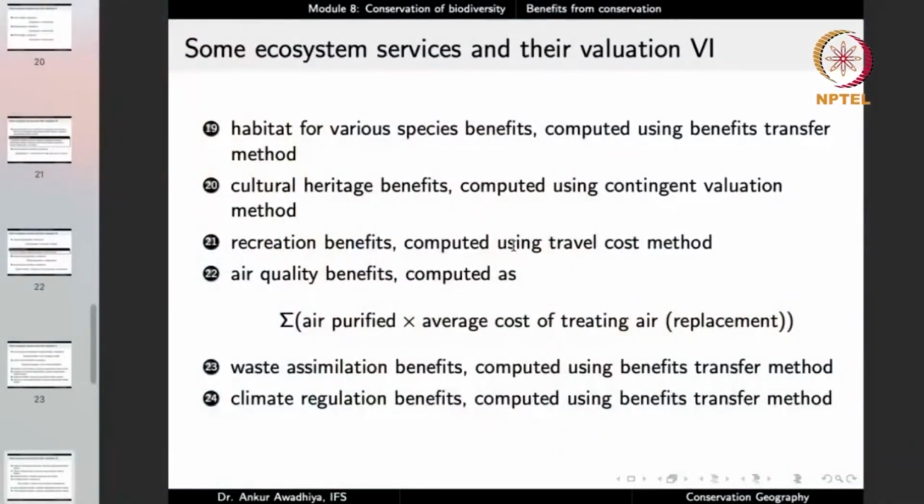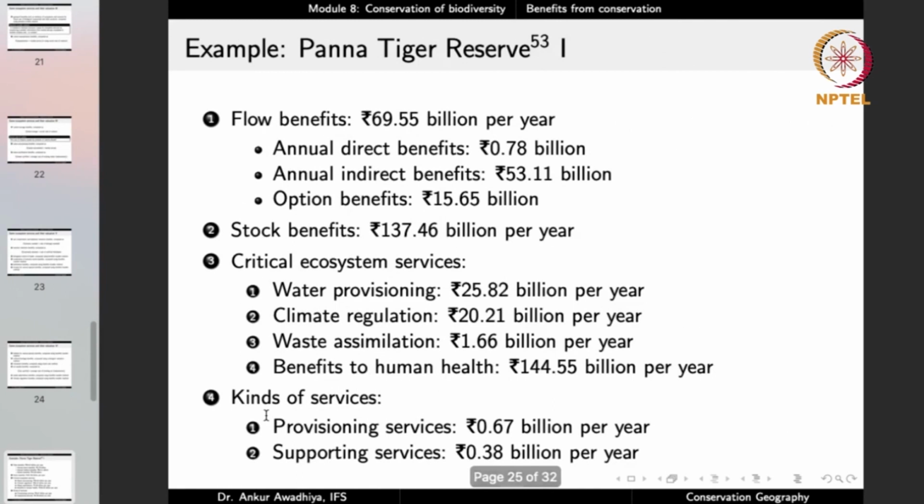Now, of course, the value that these people are getting out of the protected areas is greater than the value that they are spending, and only if the value that people get is more than the amount they spend will they spend the amount. And so we can make use of the travel cost method to compute the recreation benefits. Air quality benefits can be computed using the amount of air that is purified multiplied by the average cost of treating air, say by using air purifiers. Waste assimilation benefits and climate regulation benefits can be computed using the benefits transfer method.